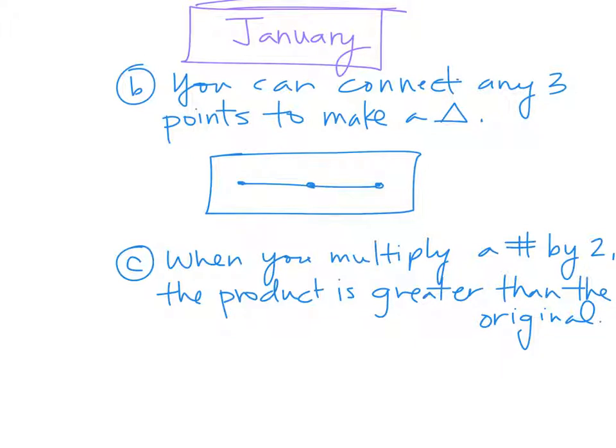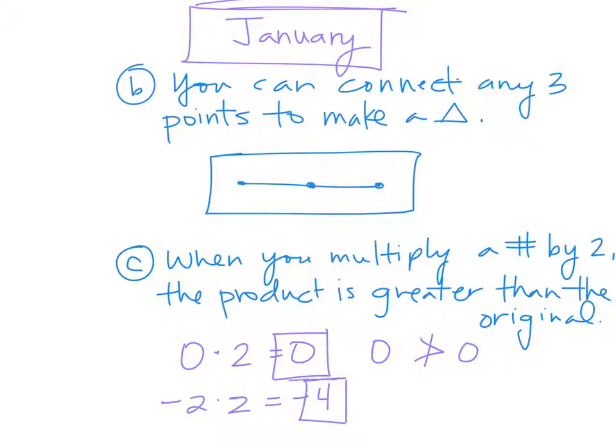Yeah, Sam. 0. Okay, so when you multiply 0 by 2, your product is not greater than what you started with, right? 0 is not greater than 0. Okay, so 0 would be a counterexample. Anyone else have another counterexample? -2, right? Any negative number would work. So you could say 0, or you could say -2, because -2 times 2 is -4, and -4 is smaller than -2. Okay, so a negative number or 0 would be your counterexample. Questions on that?